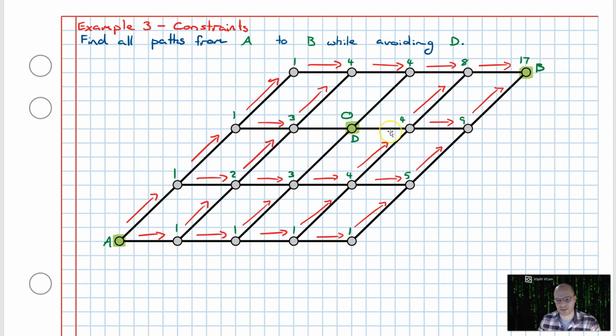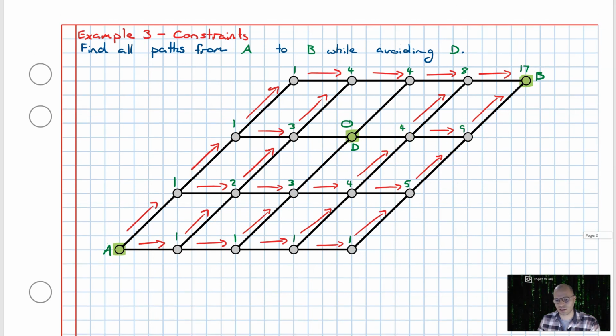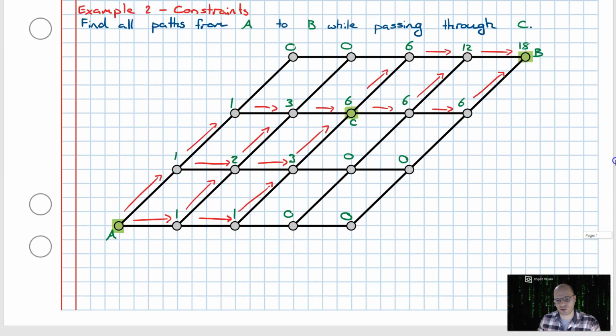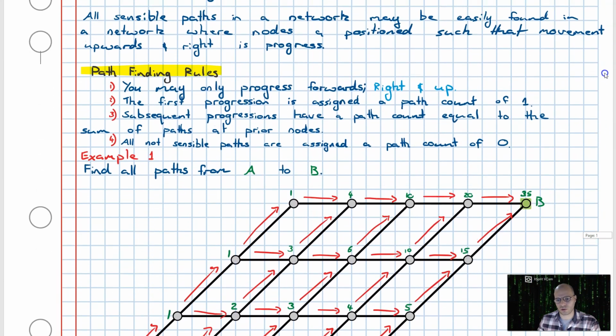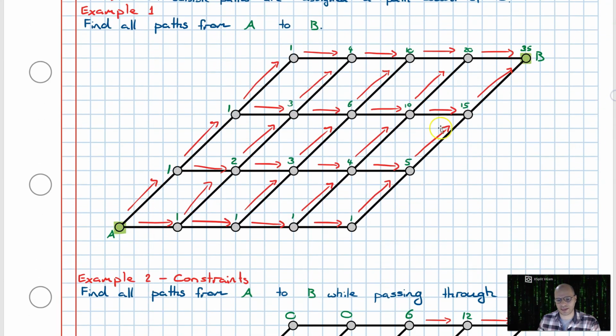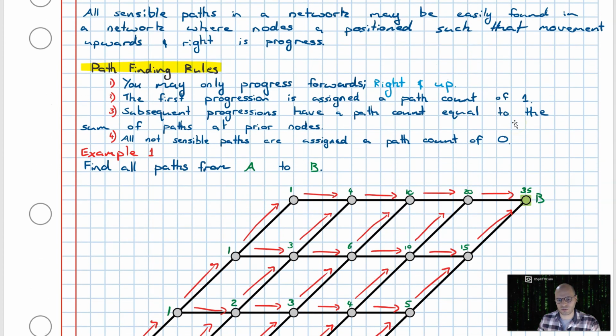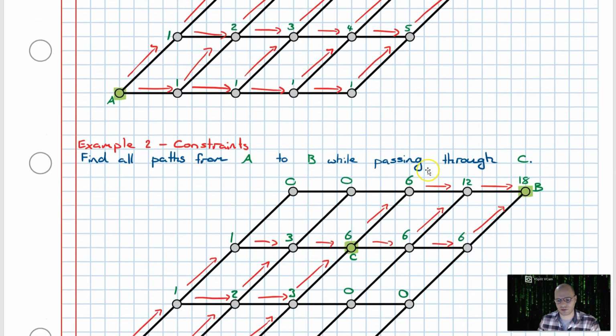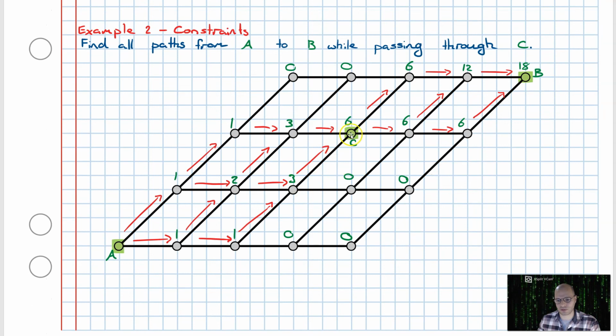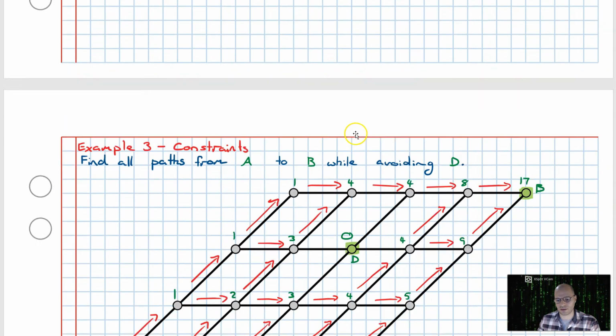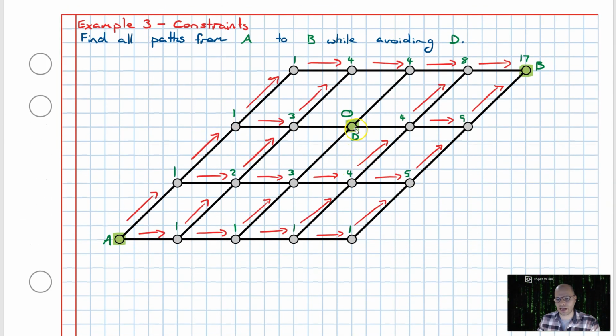So in summary, what we had a look at in this lesson was a simple algorithm we can use to deduce all of the paths that lead from a node and finish at a second node. Then we had a look at how we can alter this algorithm such that if we have constraints that say we must pass through a particular node, or if we have to avoid a particular node, how we deal with that.